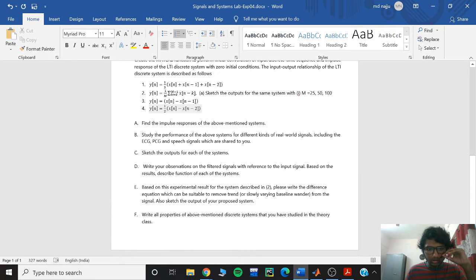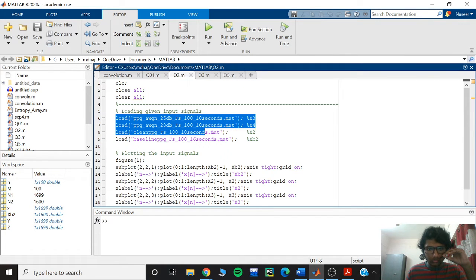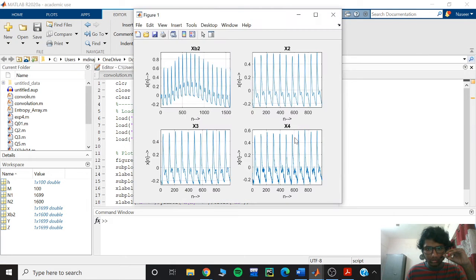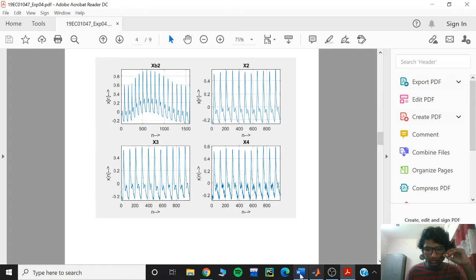In the next question, we are given four real world signals, which include two PPG signals, one ECG signal, and one speech signal. These are the four signals that I've loaded over here. They are stored in the workspace with the names x3, x4, x2, and xb2. Now I'll be plotting these four signals. This is how the four signals look. This is the plot for the four signals.